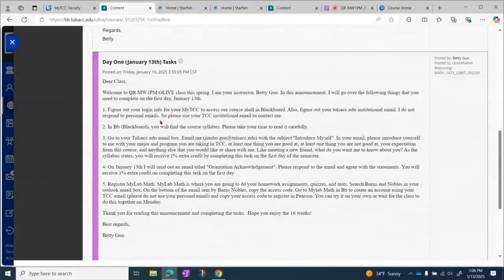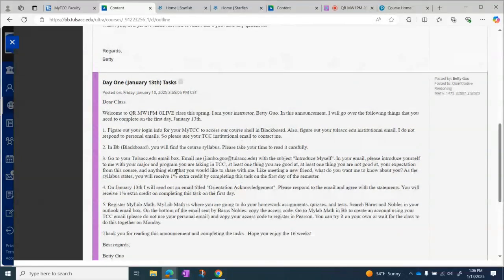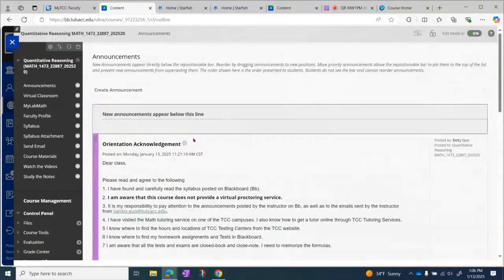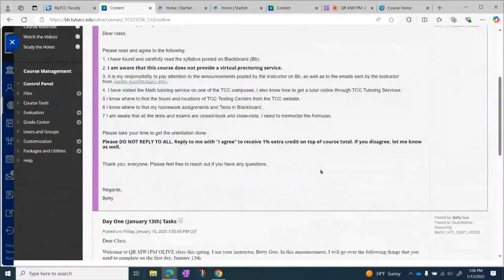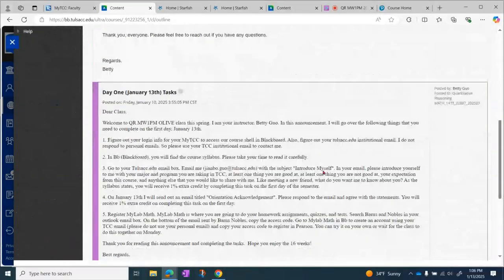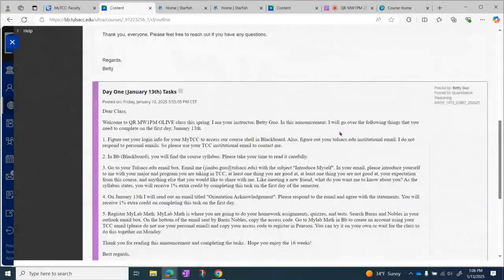The first one, figure out your login information for your MyTCC to access our course shell in Blackboard. This is what our course shell looks like in Blackboard. Also, you need to figure out your login information for your institutional TCC email, the one with @tulsacc.edu.